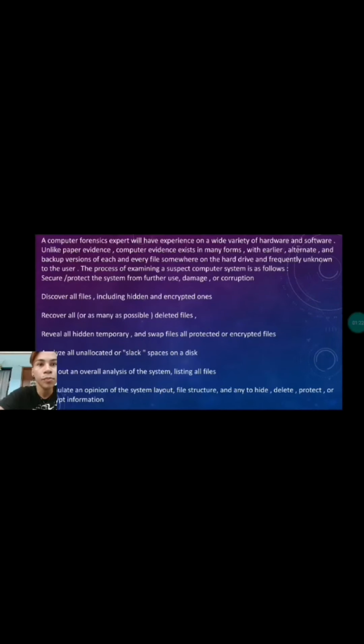A computer forensics expert will have experience with a wide variety of hardware and software. Unlike paper evidence, computer evidence exists in many forms, with earlier, alternate, and backup versions of each and every file somewhere on the hard drive, frequently unknown to the users. The process of examining a suspect computer system is as follows. Secure: protect the system from further use, damage, or corruption.